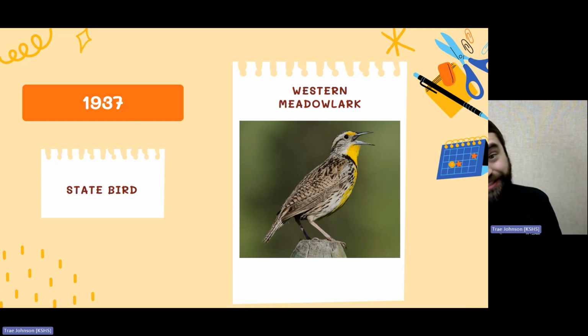Kansas isn't the only state to claim the meadowlark as its state bird. Montana, Nebraska, North Dakota, Oregon, and Wyoming also have the western meadowlark as their state bird, so it's a popular one.